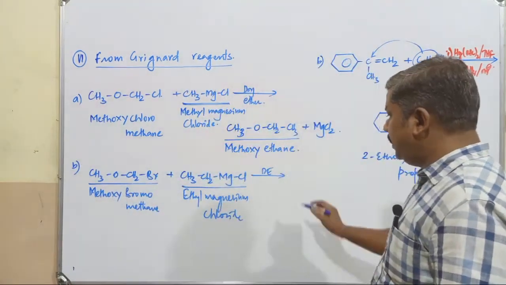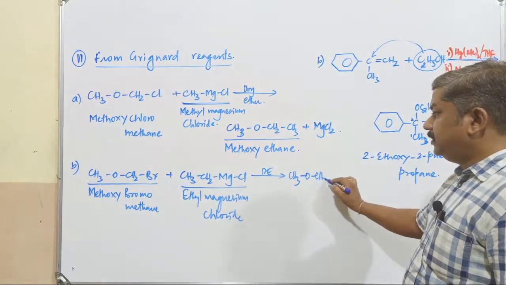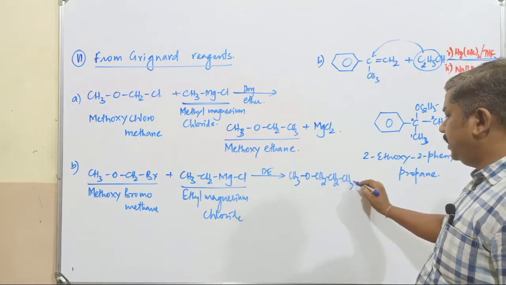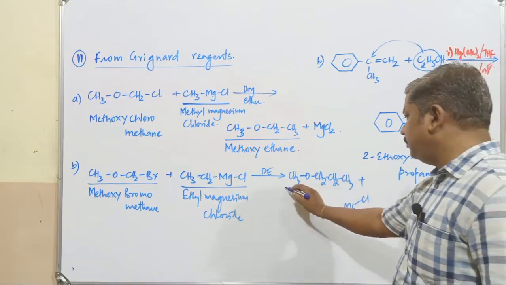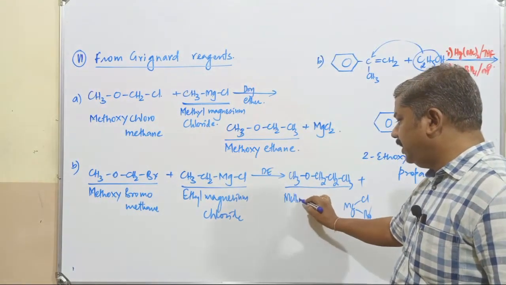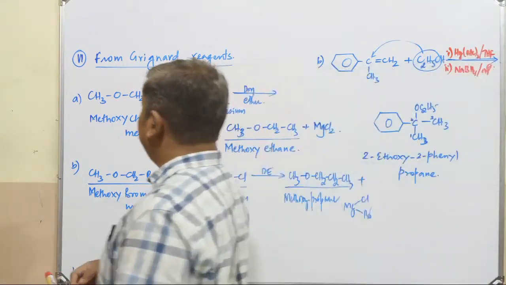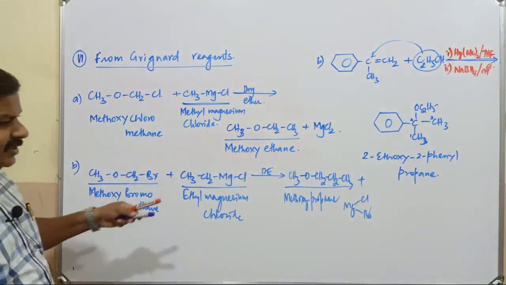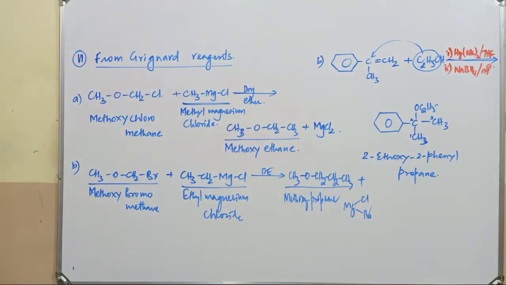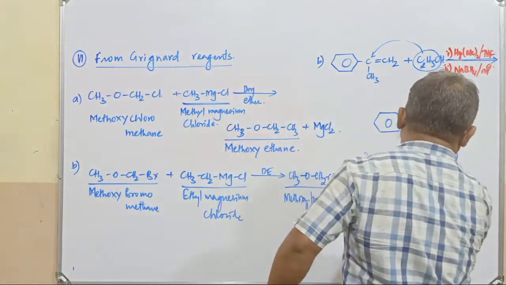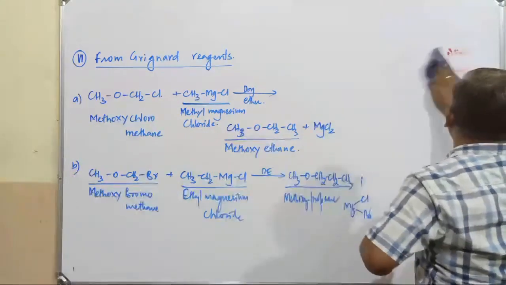The product obtained in the presence of dry ether is CH3 O CH2 CH2 CH3, plus Mg, Cl, Br. What's the name of this ether? It is methoxy propane compound. That is the product obtained in this method of preparation of ether from Grignard reagent. Right? Copy fast. These are some of the methods of preparation of ether compounds.